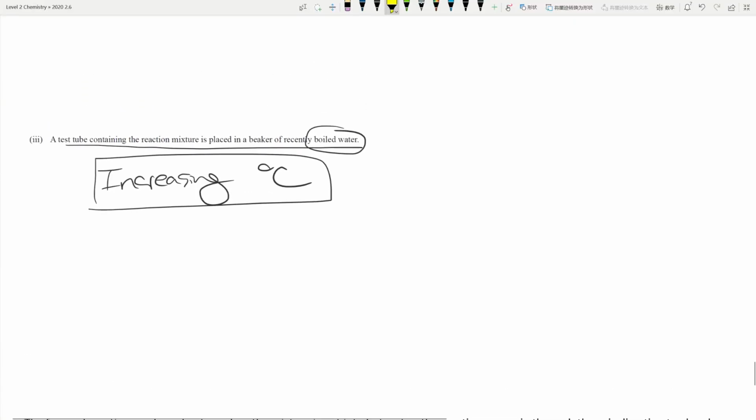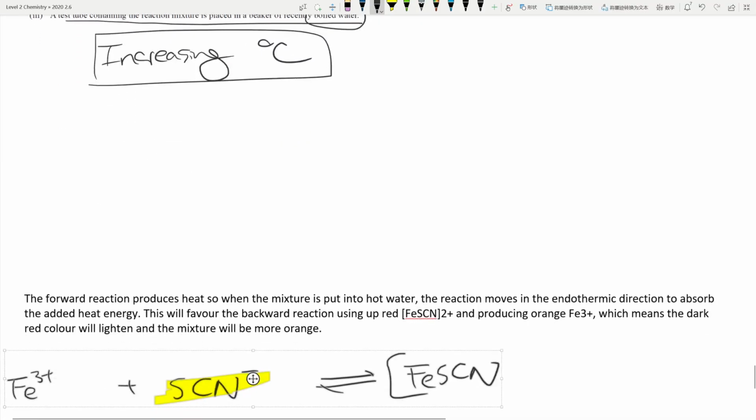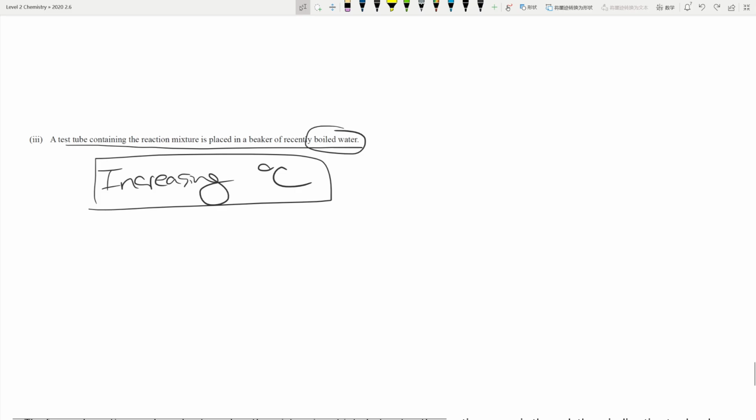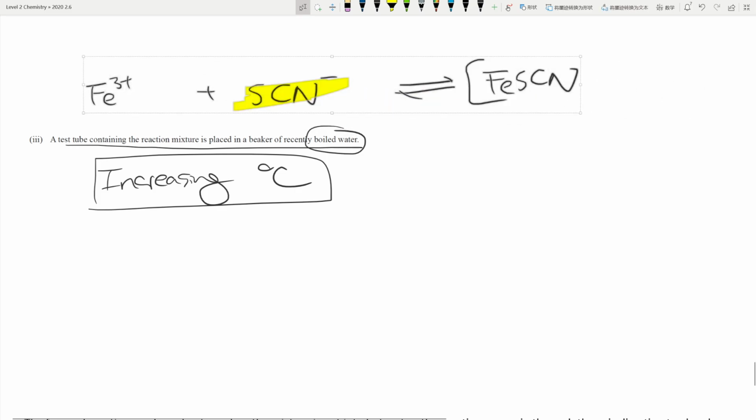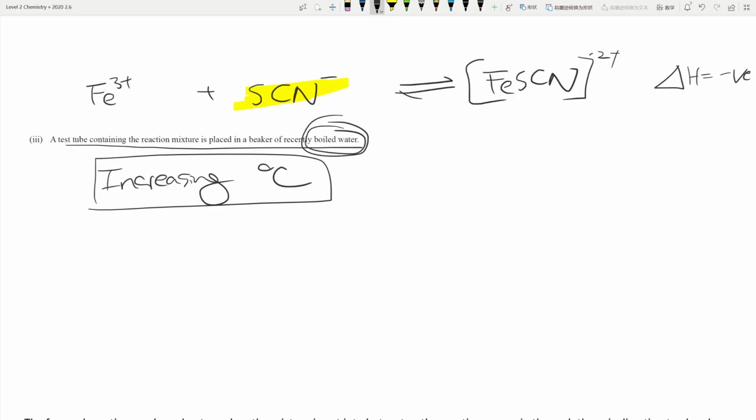So increasing temperature, so that means the forward, let's just write it down before we forget. Just copy it. Of course I can. Let's drag it this way. All right, so we know the forward reaction is negative because it produces heat. Okay, so if we are putting it in a beaker of boiled water, we are increasing temperature. So how does the system react to that?